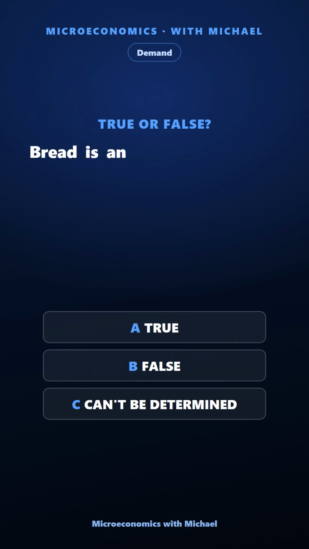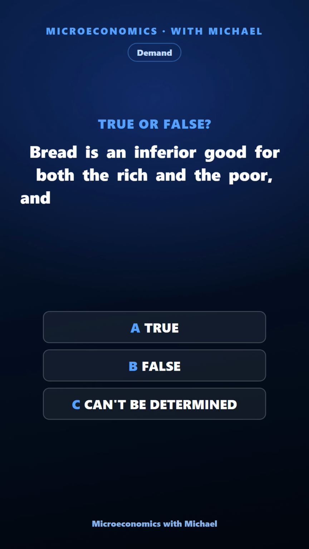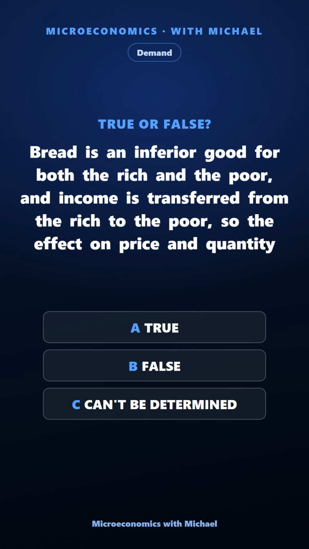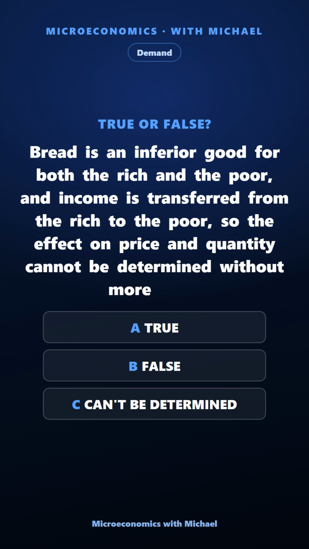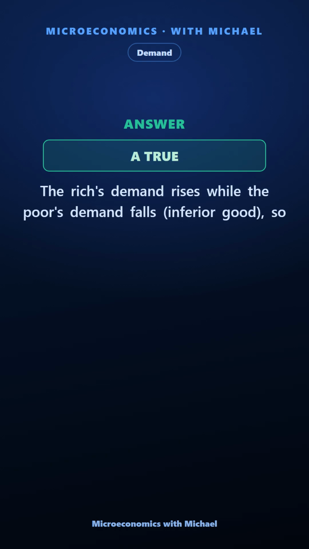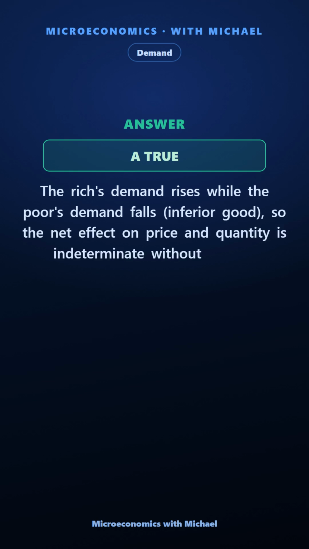Bread is an inferior good for both the rich and the poor, and income is transferred from the rich to the poor, so the effect on price and quantity cannot be determined without more data. True, false, or can't be determined. The answer is true. The richest demand rises while the poorest demand falls, inferior good, so the net effect on price and quantity is indeterminate without relative magnitudes.